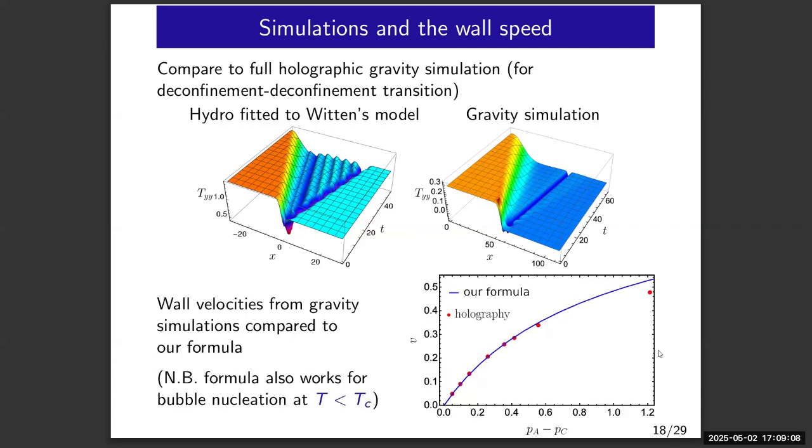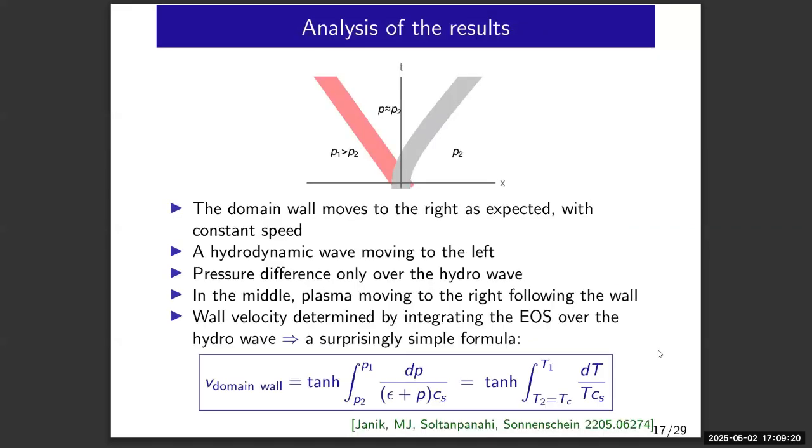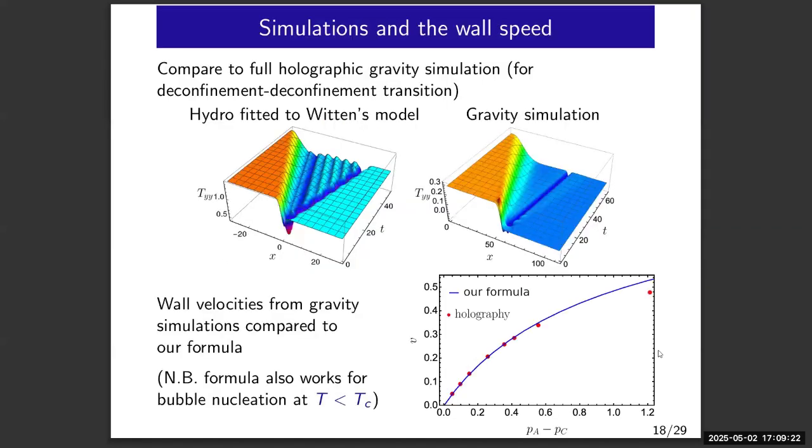And you can then compare these wall velocities. We took them from this gravity simulation, these red dots, and we can compare them directly to the results obtained from this formula, this blue curve. And there is a very nice match. And by the way, you can also get a very nice match for bubble nucleation at T less than Tc, but I won't be discussing that here.